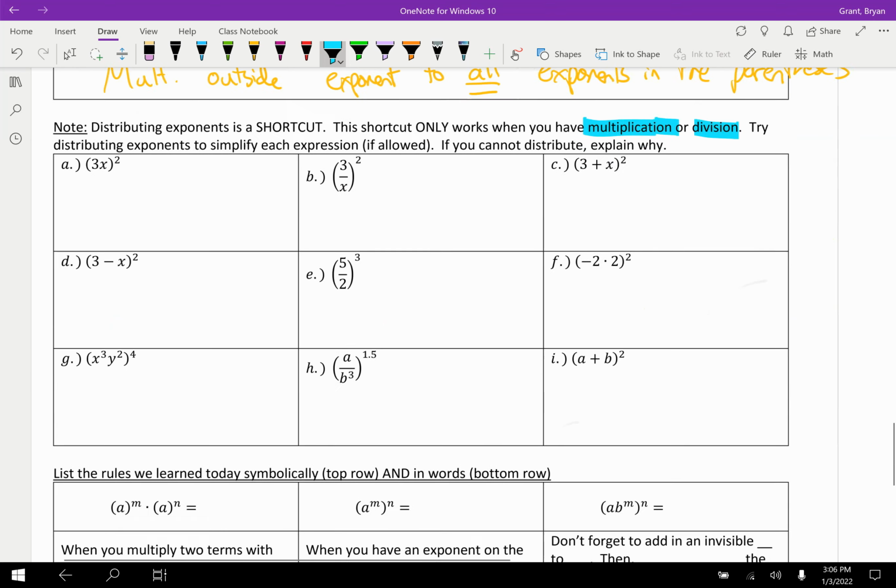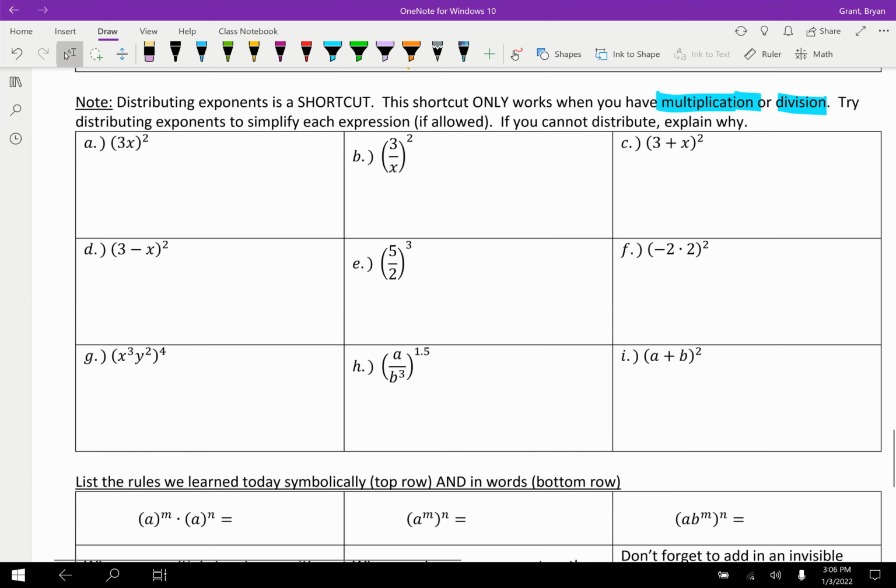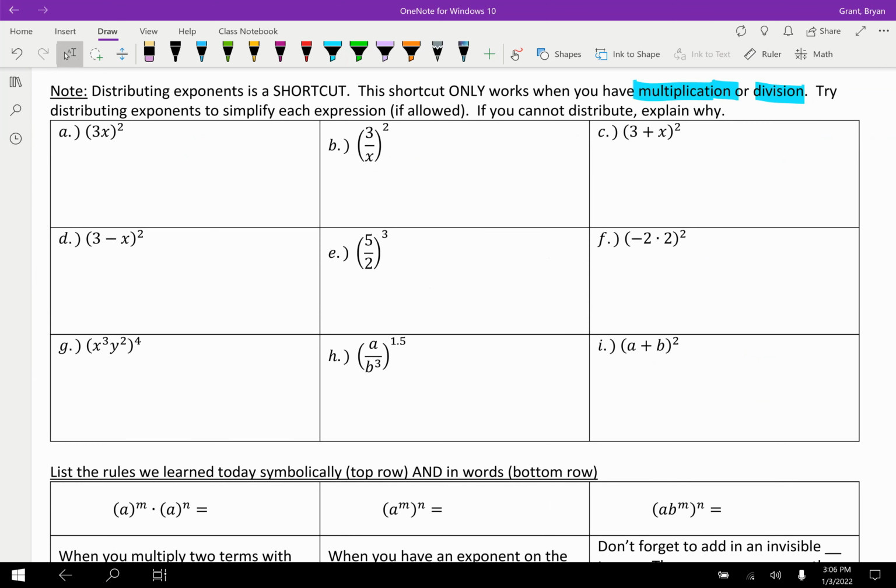So let's go ahead and try the shortcut from the table on each of these down below, and then we'll finish off today with a quick conclusion. All right, part A. And you, of course, should work on ahead without me, totally fine. But part A, 3x squared.